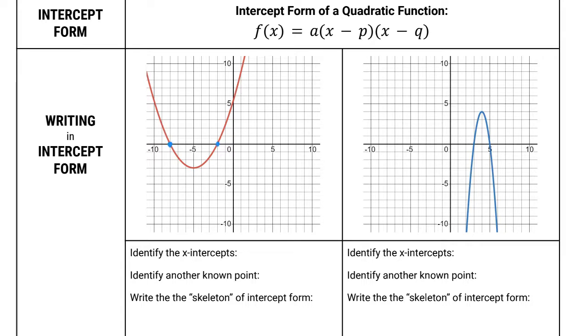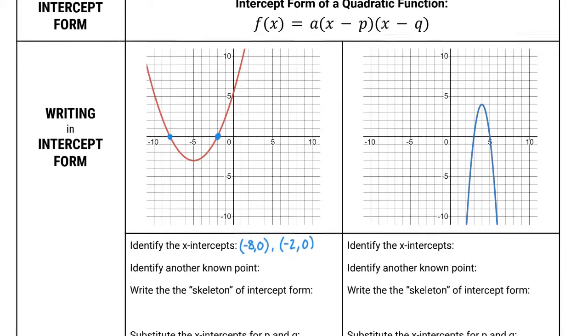So if I'm looking at this first one, I see some x-intercepts. My x-intercepts being, we've got -8, and we've got -2. Okay. So there's our first step. We were able to identify them.